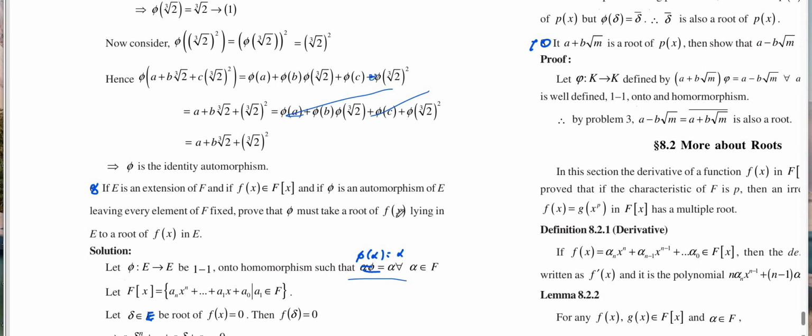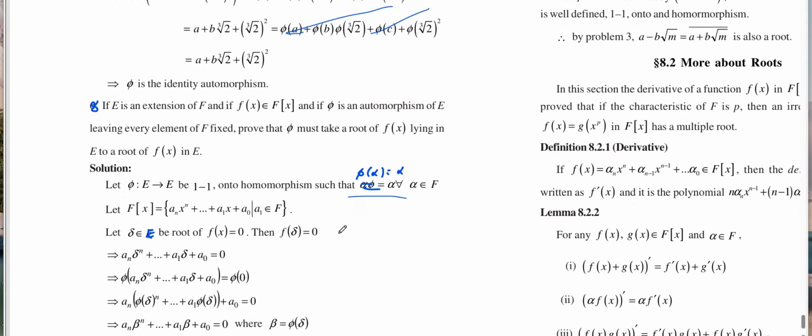Now what we need to prove is, if delta is a root of this polynomial f of x, which means f of delta is zero, then phi of delta is also a root of the same polynomial. The image is also a root of the given polynomial under phi, where phi is an automorphism. That is what we are trying to establish.